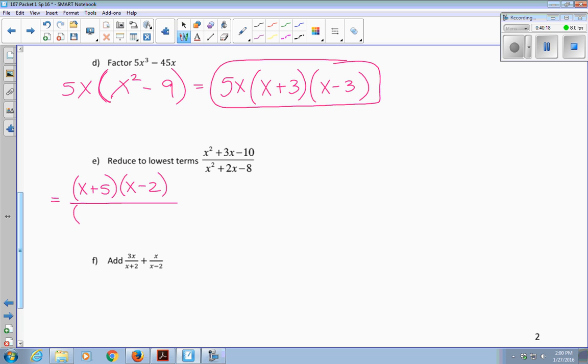And the denominator? Great. X plus 4, x minus 2. Do you have any factors that are identical on the top and the bottom? The x minus 2's. Now those I can cancel because they're separated from the things next to them by multiplication, which means you can cancel them. So now I've reduced this to x plus 5 over x plus 4.